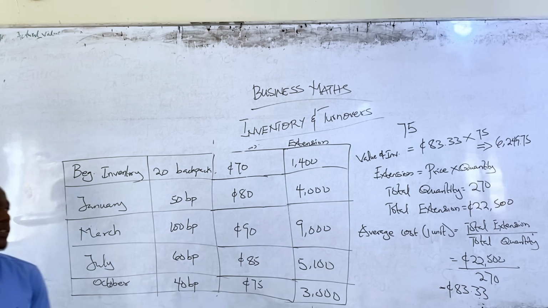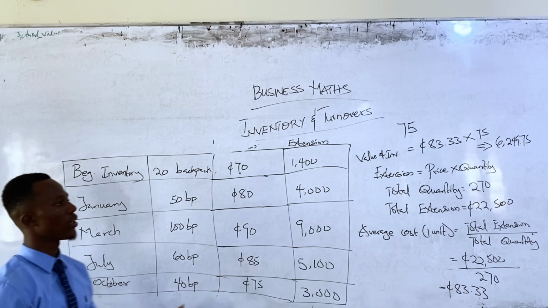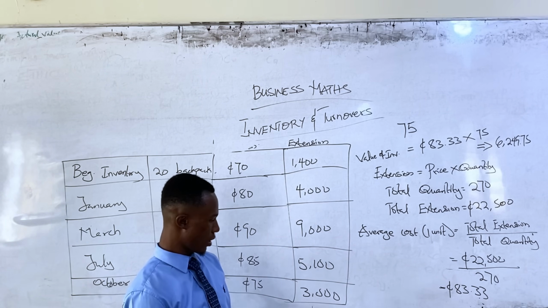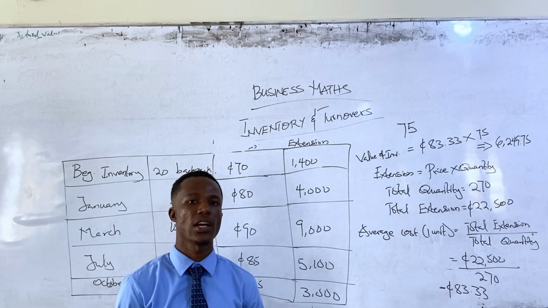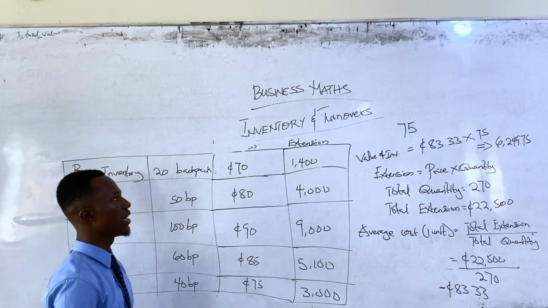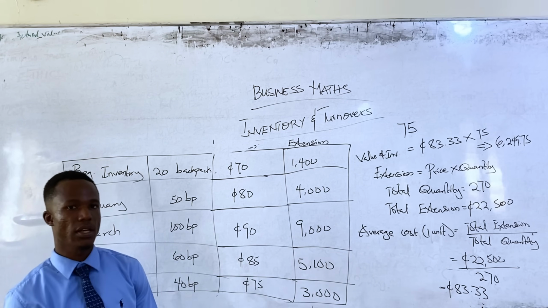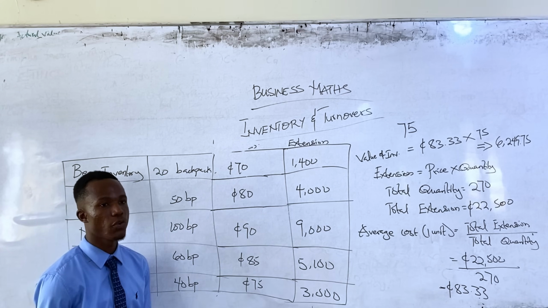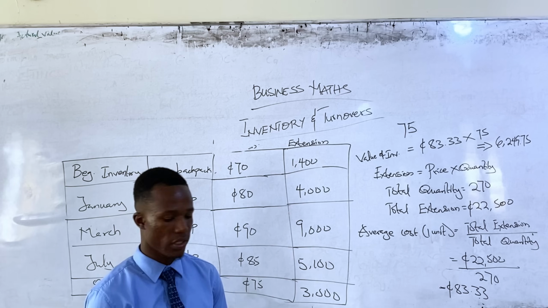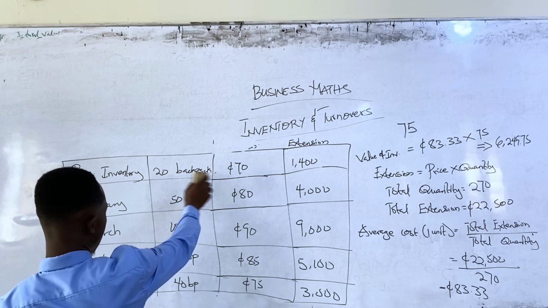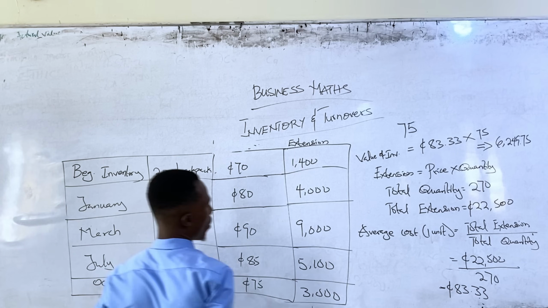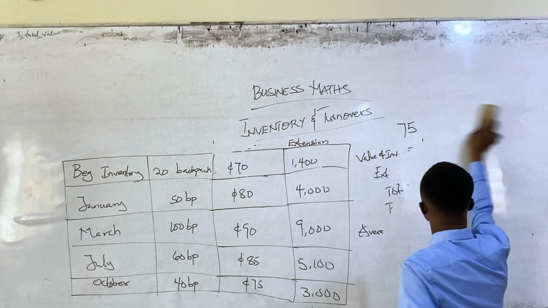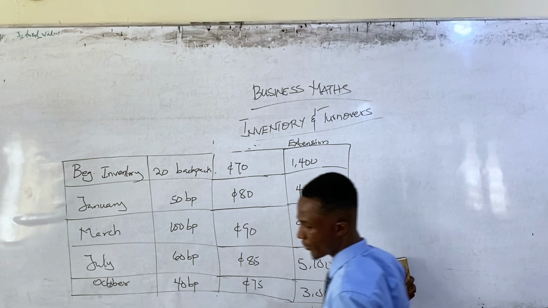So we are done with the average cost method. Maybe from here we are going to look at another method for calculating inventory. From the average cost method, we move on to the FIFO method and the LIFO method. We are going to use the same table. We are not going to clean the table, but we are going to clean the solution.